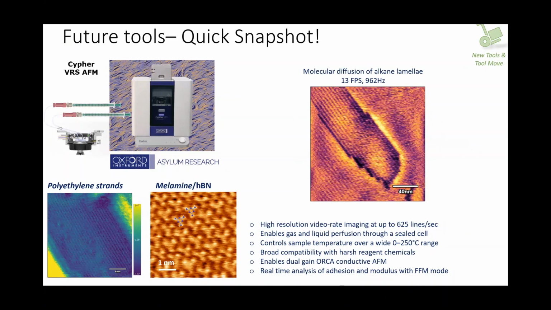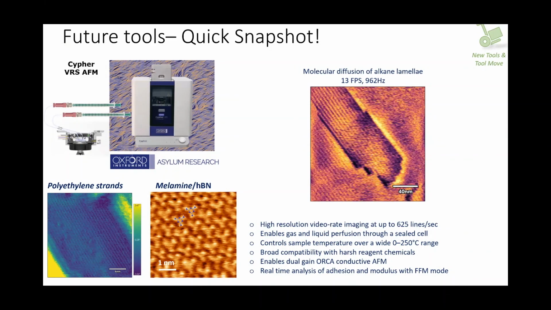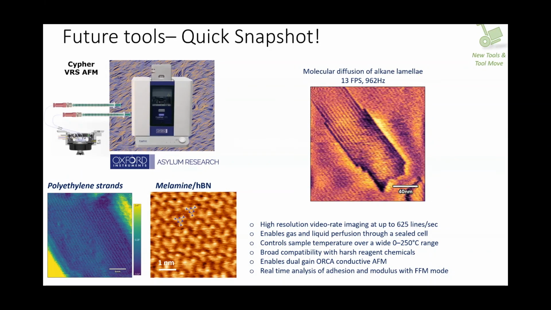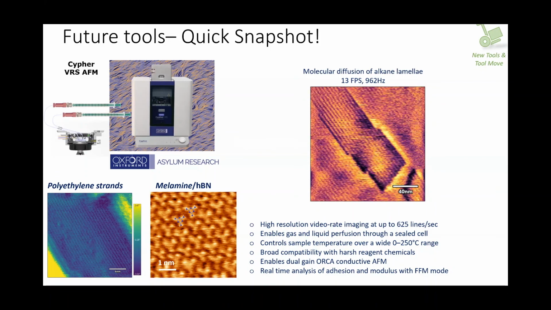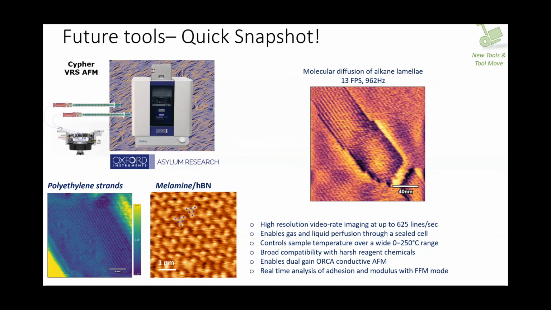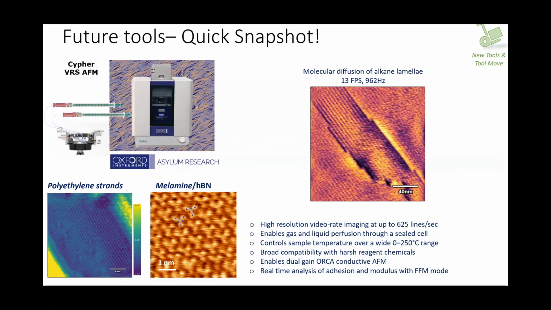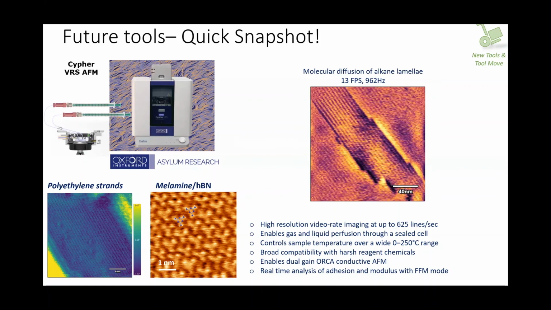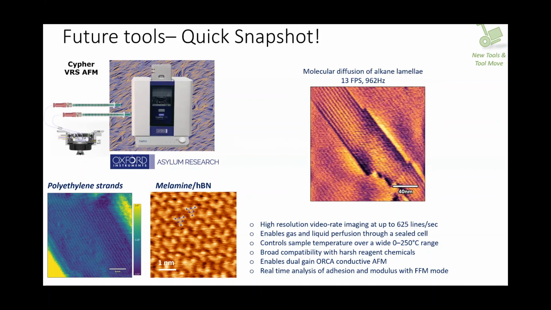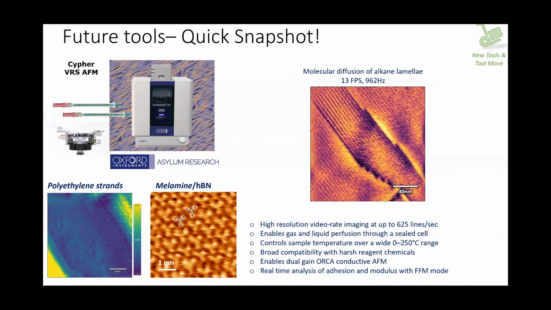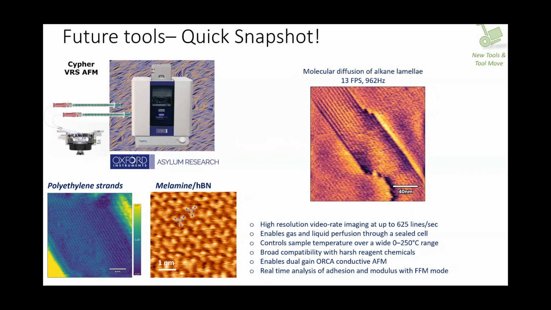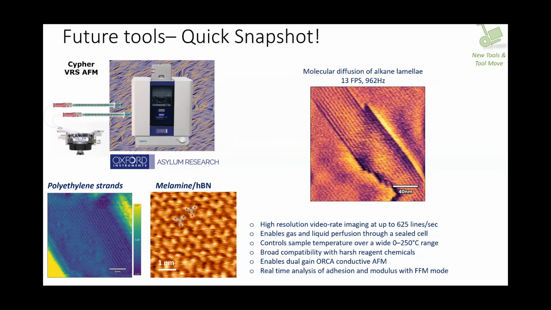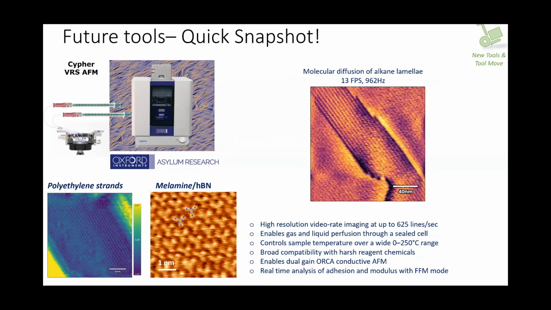Some future outlook, future tools. We are placing an order for the Cypher VRS AFM this week. This is the instrument that will live in the basement of MIT.nano and will enable dynamic monitoring of processes. Like you can see in here, it's a molecular diffusion of alkyne lamellae that you can see in situ while heating the sample.